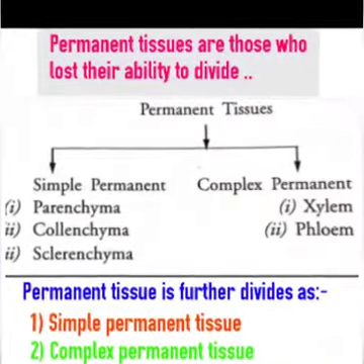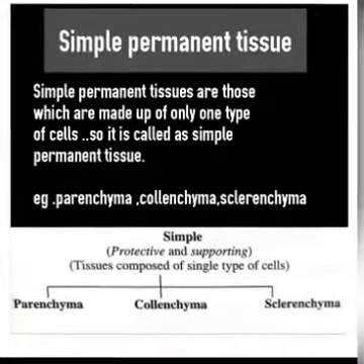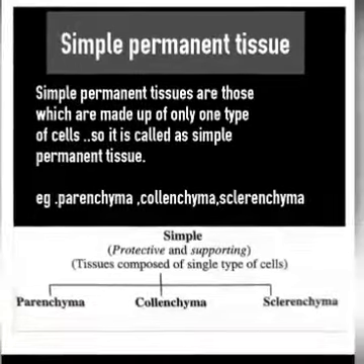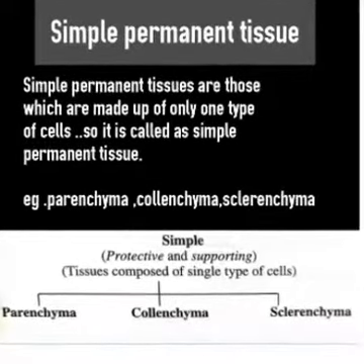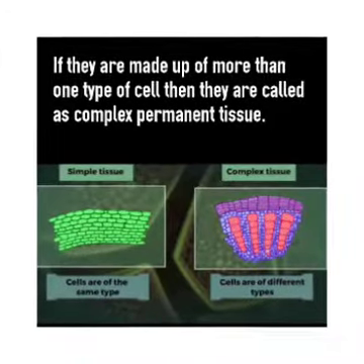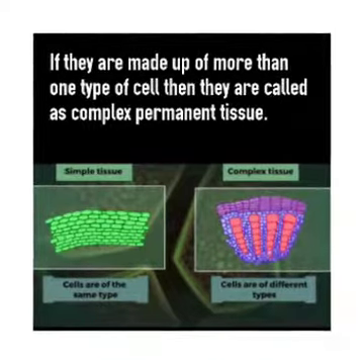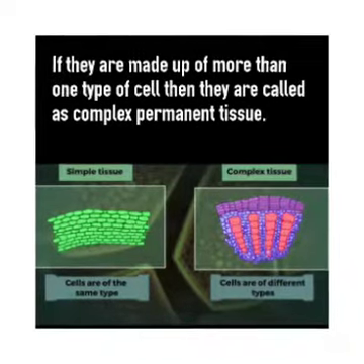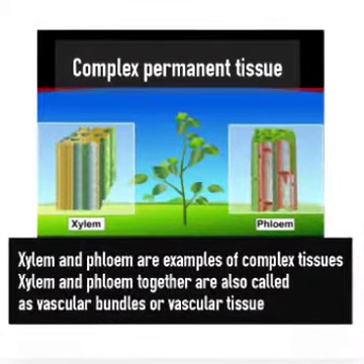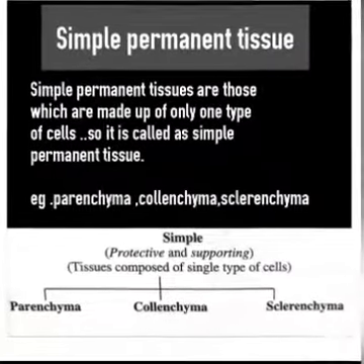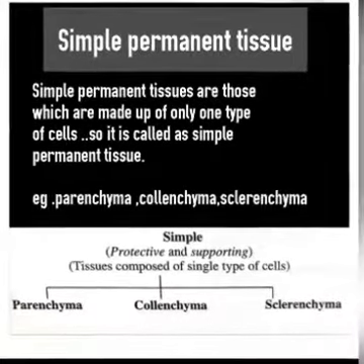Simple permanent tissues are those tissues which are made up of only one type of cells. Example: parenchyma, collenchyma and sclerenchyma. But if they are made up of more than one type of cell, then tissues become a little complicated and they are called complex permanent tissues. Example: xylem and phloem.